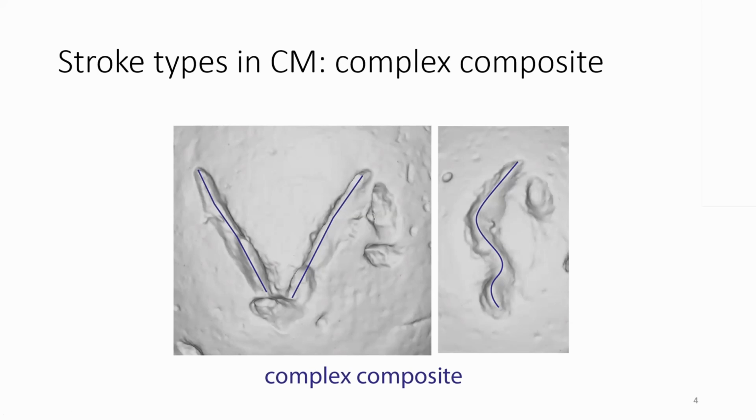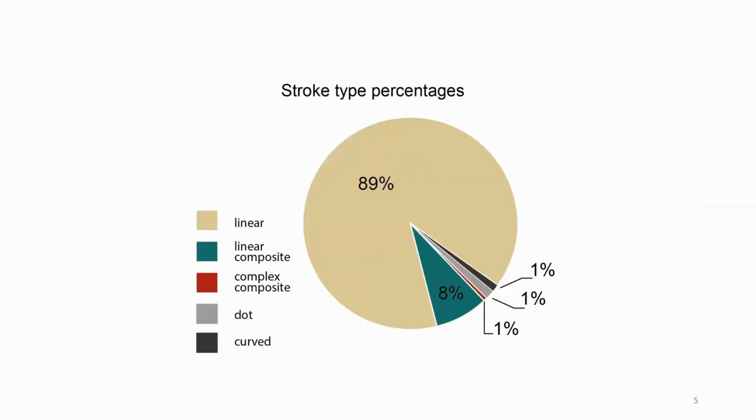And now when you look at the percentages of all the strokes within the corpus, you can clearly see that linear is still very much the preferred one with 89%. And then the next one with 8% is linear composite stroke, followed by complex composite, dot, and curved, with each about 1%. And now we are going through each of these types and see in what context they occur and also their geographical and chronological distribution.